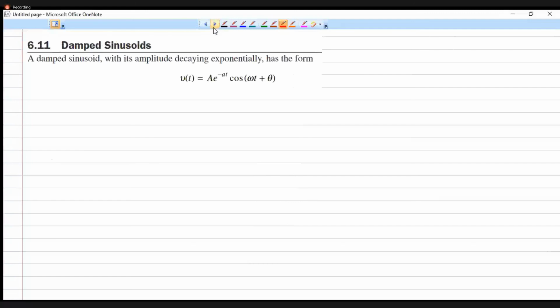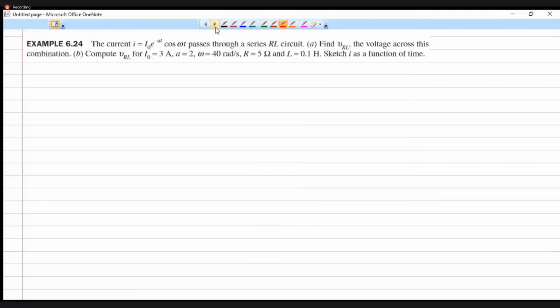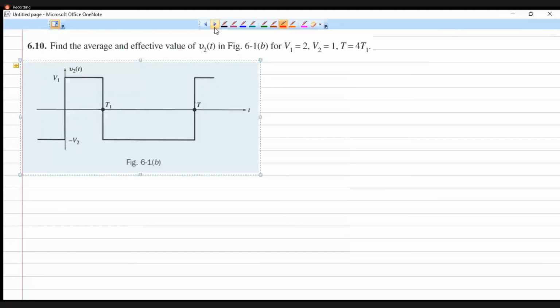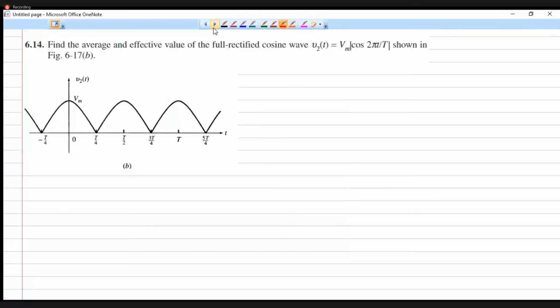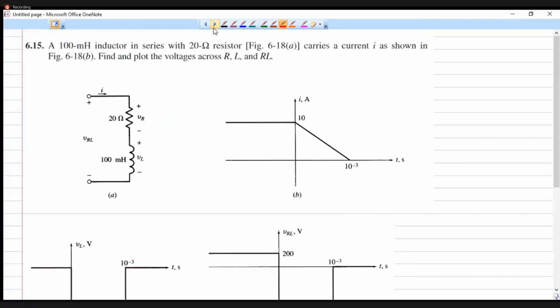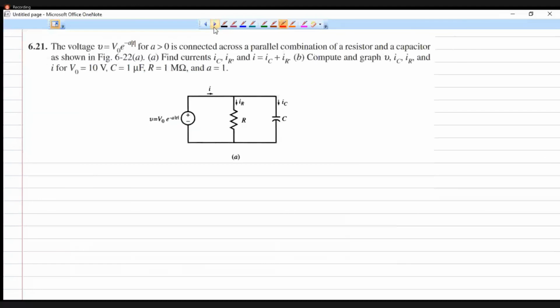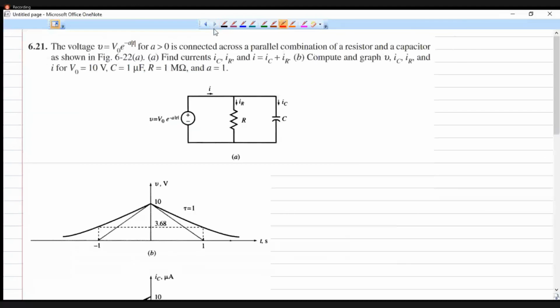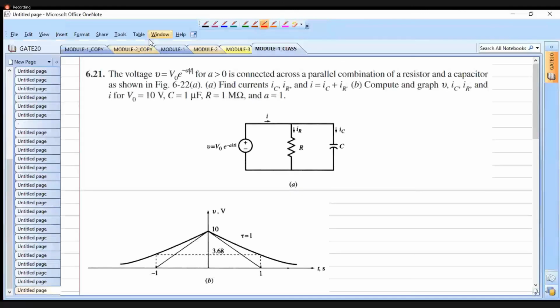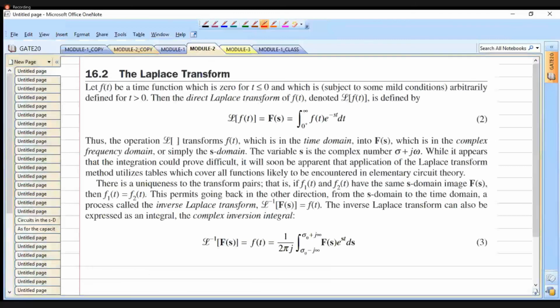Then we'll see what is meant by damped sinusoids, then with numericals and all. Then we'll do a lot of further numericals to better understand all the concepts that we have studied. So these are the basics of what signals we are applying to the network, and how the network is going to respond, what are the voltages and currents that are coming across these various elements. So after that we will start on module 2, which is on Laplace transforms.